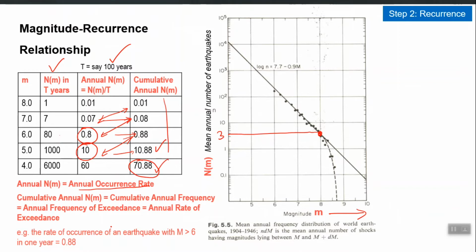The last column is the cumulative annual N of M, which can also be called the cumulative annual frequency, and also the annual frequency of exceedance, because this number tells us the number of earthquakes per year which have occurred in the past of a particular magnitude and more. So it is the annual frequency of exceedance, which is also called the annual rate of exceedance, right, frequency of exceedance or rate of exceedance.